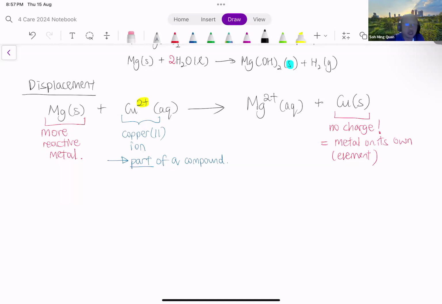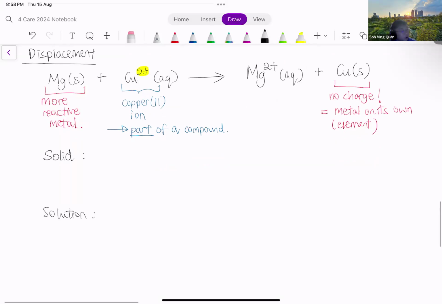So for the displacement equations, for the ionic equations, whenever there's a charge on that particular substance, this means that particular substance is inside a compound. If there's no charge on it, it's an element. Okay? So how would you describe the observations for such a displacement reaction? So today in class we did solid, solution, last point, gas. So there are always 3 observations. Actually, there are 4, but these are the 3 that you must talk about.